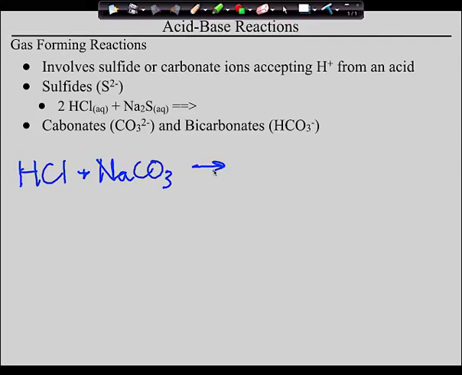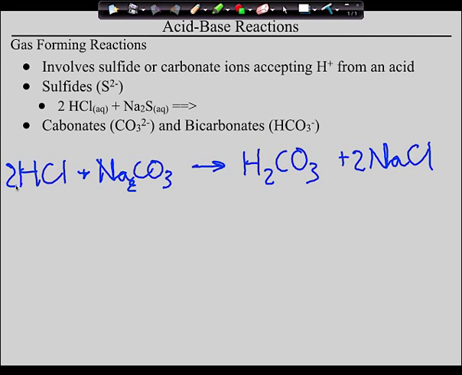So the H is going to hook up with the carbonate. But carbonate, as you know, because you know the polyatomics, carbonate's -2. Oh, this should be Na2CO3. Thank you. So guys, carbonate is -2. So one of your products will be H2CO3. Your other product will be NaCl, and we need a 2 there, and we need a 2 there.